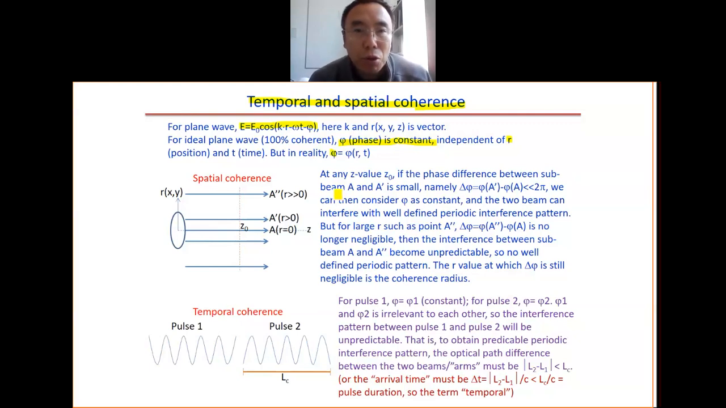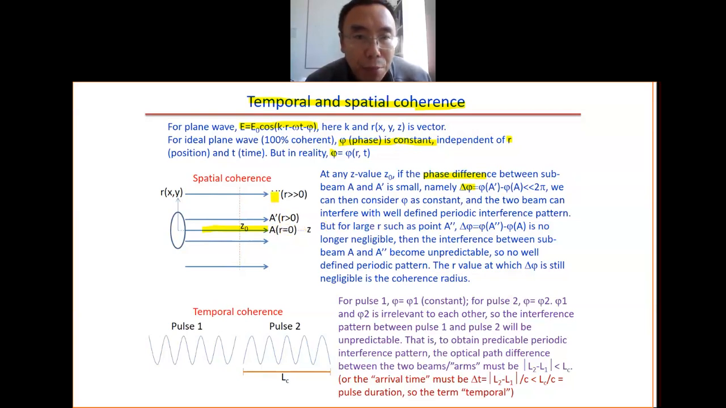So there are two types of coherence. One is the spatial coherence, the other one is the temporal coherence. For the case of spatial coherence, we can imagine we have the light beam coming from the left to the right. This is the beam center. This is point A, A prime, and A double prime. When A prime is very close to A, so the phase difference delta phi is much smaller than 2 pi, then we can see that the light beams from A prime and A will interfere and give a periodic interference pattern.